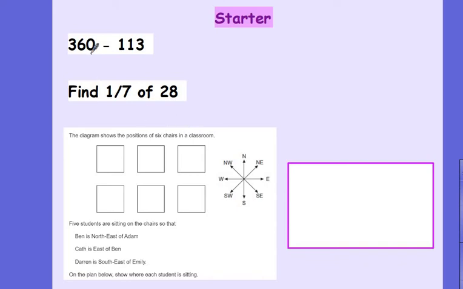Can you find for me 360 take away 113? Can you then find 1/7 of 28? And finally, can you solve my puzzle at the bottom?